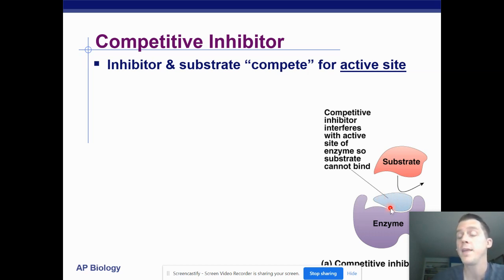So this is a way that a living thing can turn an enzyme off. They can use a competitive inhibitor to stop a substrate from binding. Perhaps we have too much of a product, so the body says, make this particular inhibitor so that we don't get any more of this product. We want to maintain homeostasis.